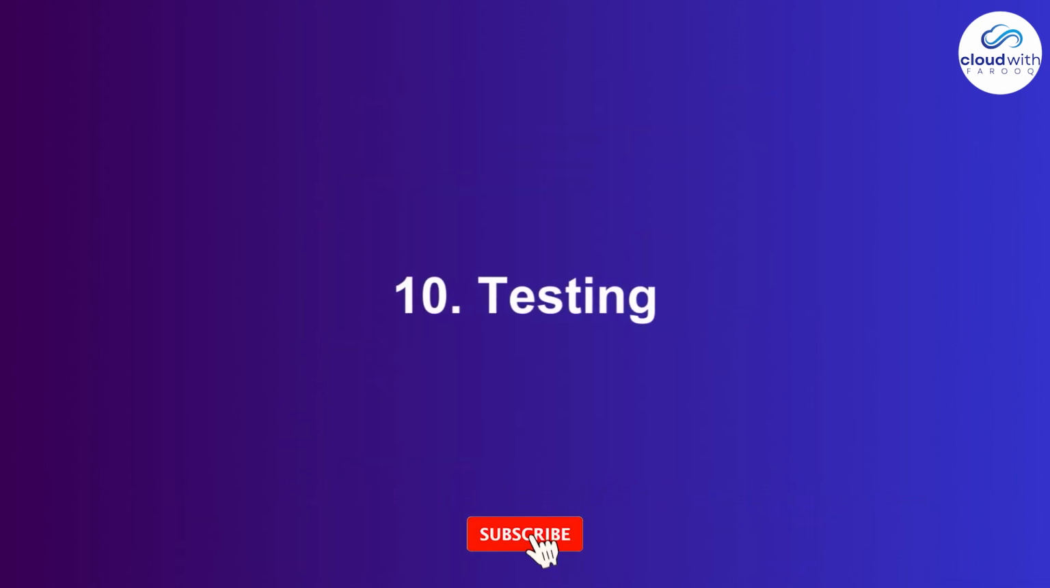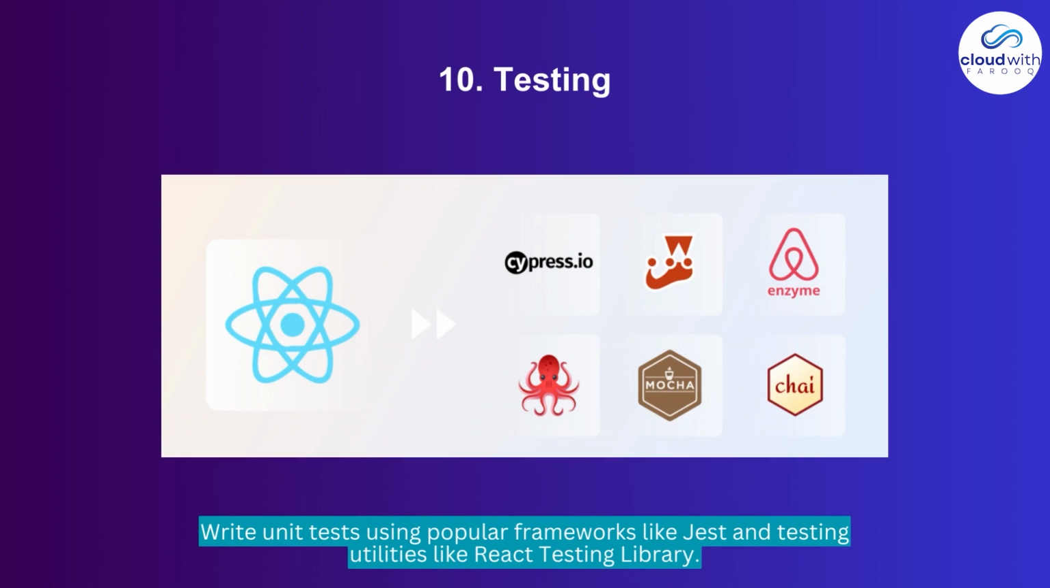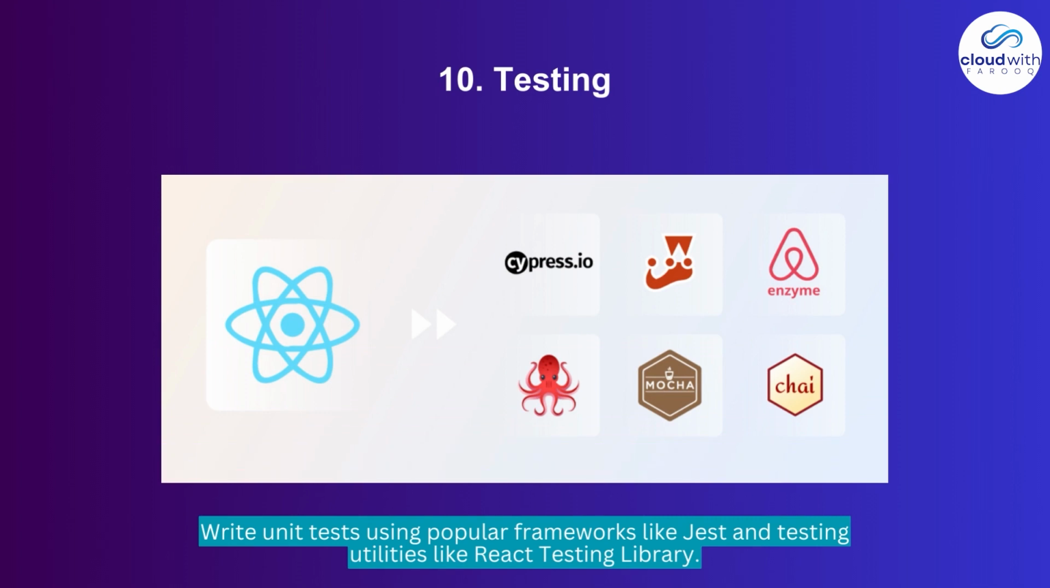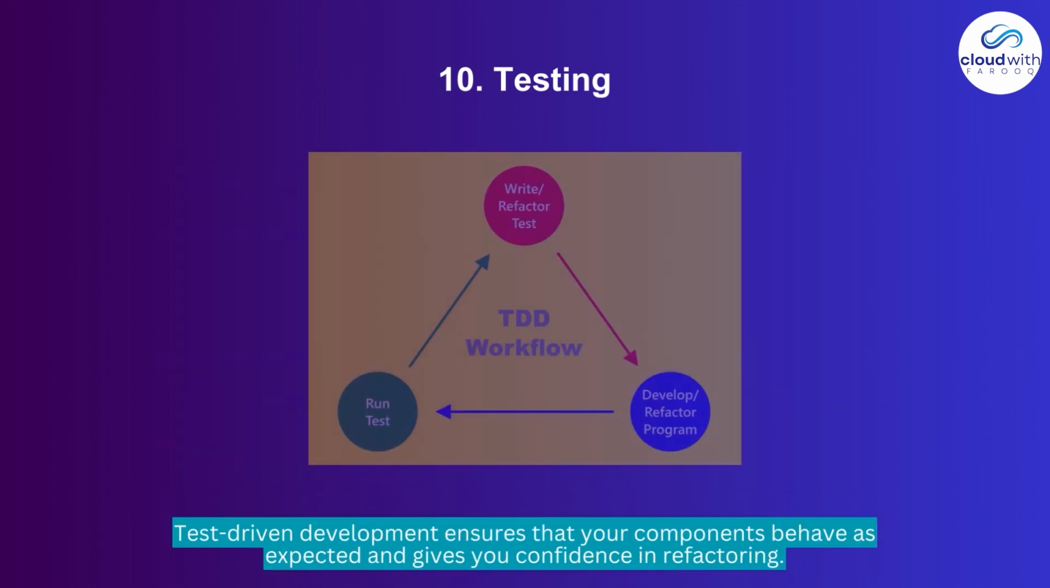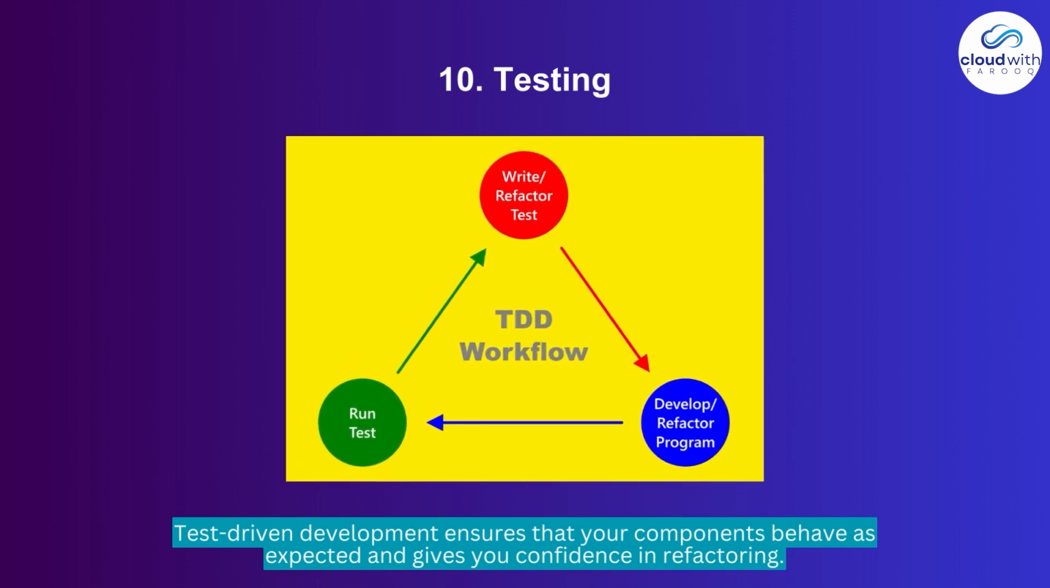Number 10. Testing. Lastly, prioritize testing your React components. Write unit tests using popular frameworks like Jest and testing utilities like React Testing Library. Test-driven development ensures that your components behave as expected and gives you confidence in refactoring.